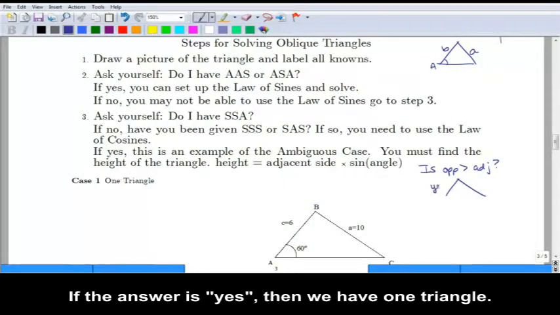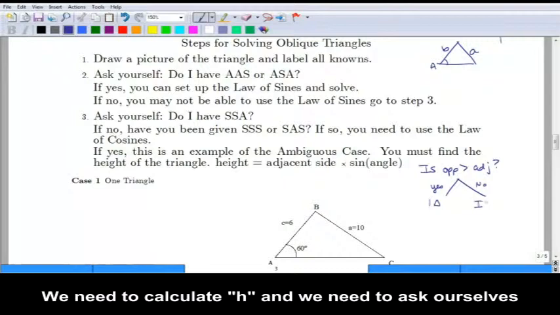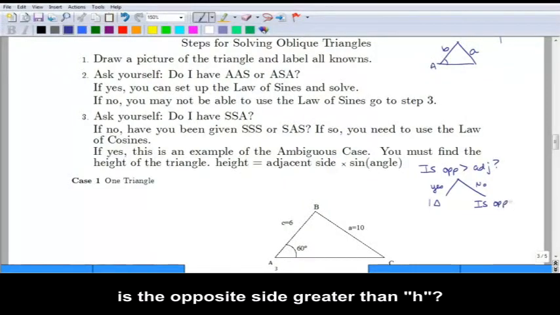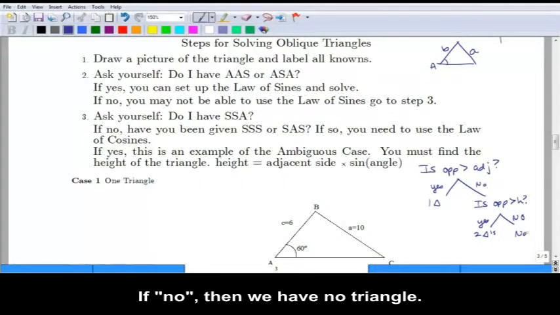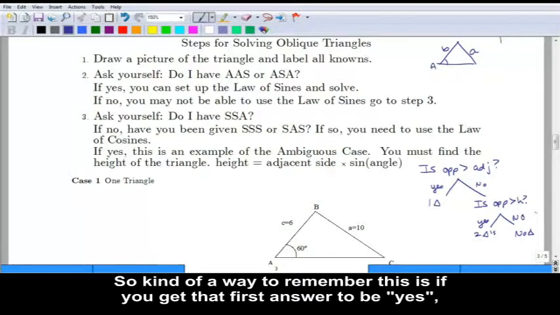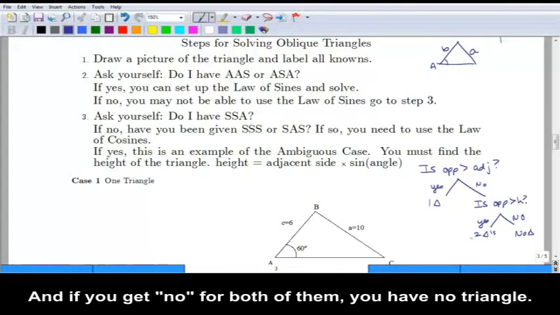If the answer is yes, then we have one triangle. If the answer is no, then we need to ask ourselves a second question. We need to calculate h, and ask ourselves, is the opposite side greater than h? If yes, then we actually have two triangles. If no, then we have no triangle. So a way to remember this is, if you get that first answer to be yes, you've got one triangle. If your answer is no and then yes, you've got two different answers, which gives you two different triangles. And if you get no for both of them, you have no triangle.